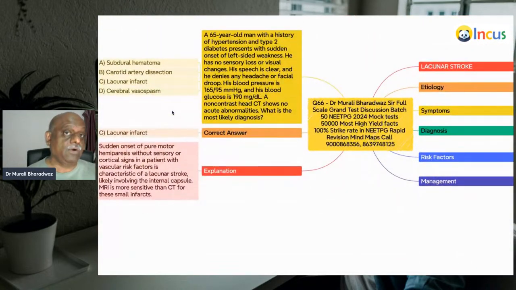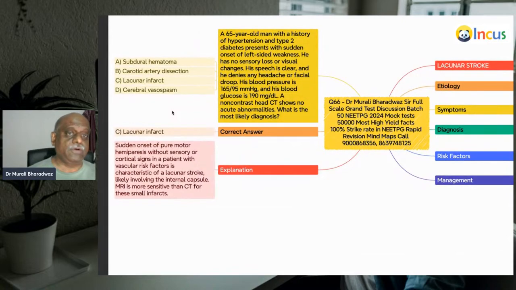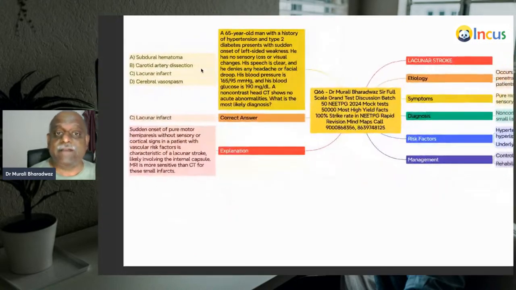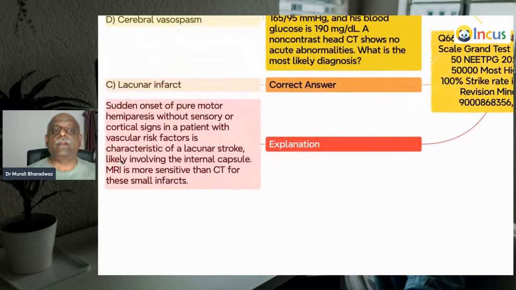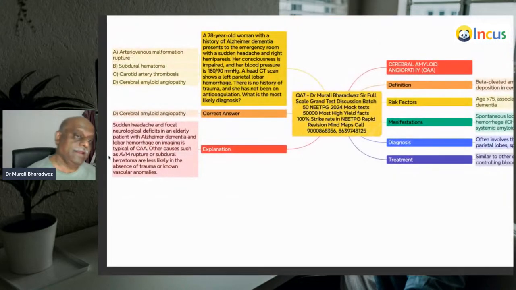A 65-year-old man, history of hypertension, type 2 diabetes. His BP is 165/95. Blood glucose is 190. Any sudden onset of pure motor hemiparesis without any sensory or cortical signs means it is a lacunar stroke. Lacunar stroke is typically identified with MRI, which is more sensitive than the CT scan.